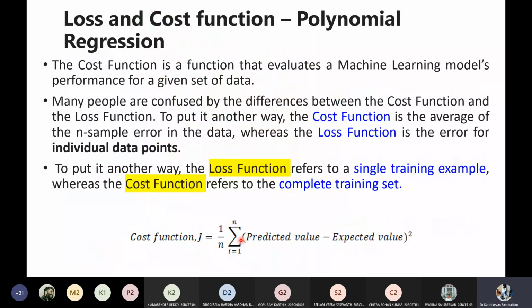So, loss and cost function. Loss generally refers to a single training example, whereas the cost function is used for the complete training set. When I say cost function, you should calculate it for the overall data set, meaning the average of the sample errors in the data. Whereas the loss function is the error for the individual data points. What is the error in an individual row? That is your loss; cost means the overall. Finally, the cost function is calculated as 1 by n, summation from 1 to n, of (predicted value, expected value) squared.